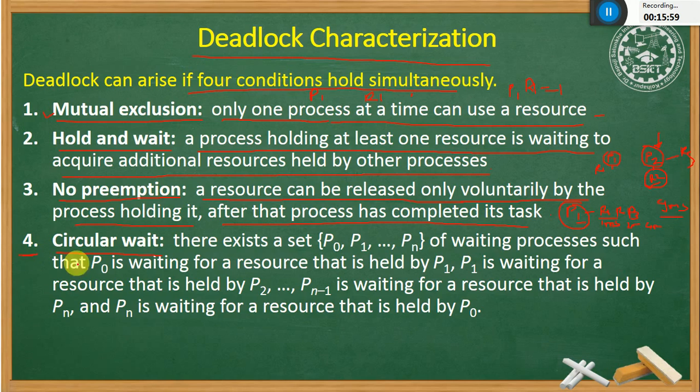And the fourth condition is circular wait. Circular wait is nothing but interdependency of resources. For that purpose, you can easily understand this situation. Suppose there are P0 to Pn processes and they are holding the resources. Suppose P0 wants R1, but R1 is held by P1. P1 wants R2, but R2 is held by P2, then R3 is held by P3.